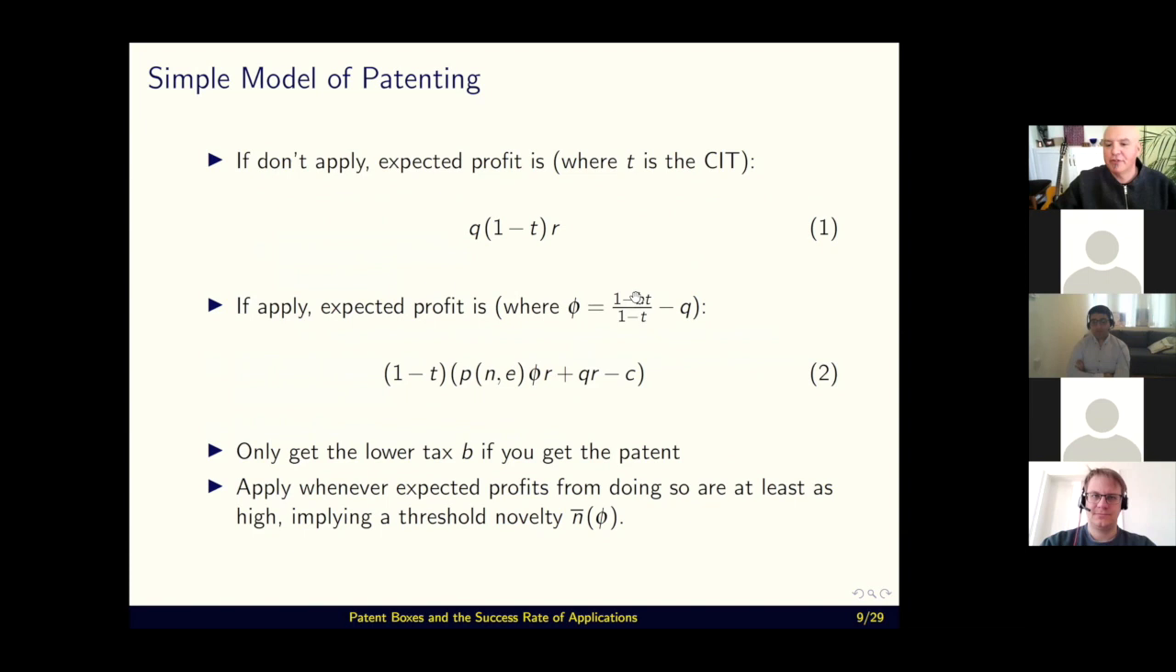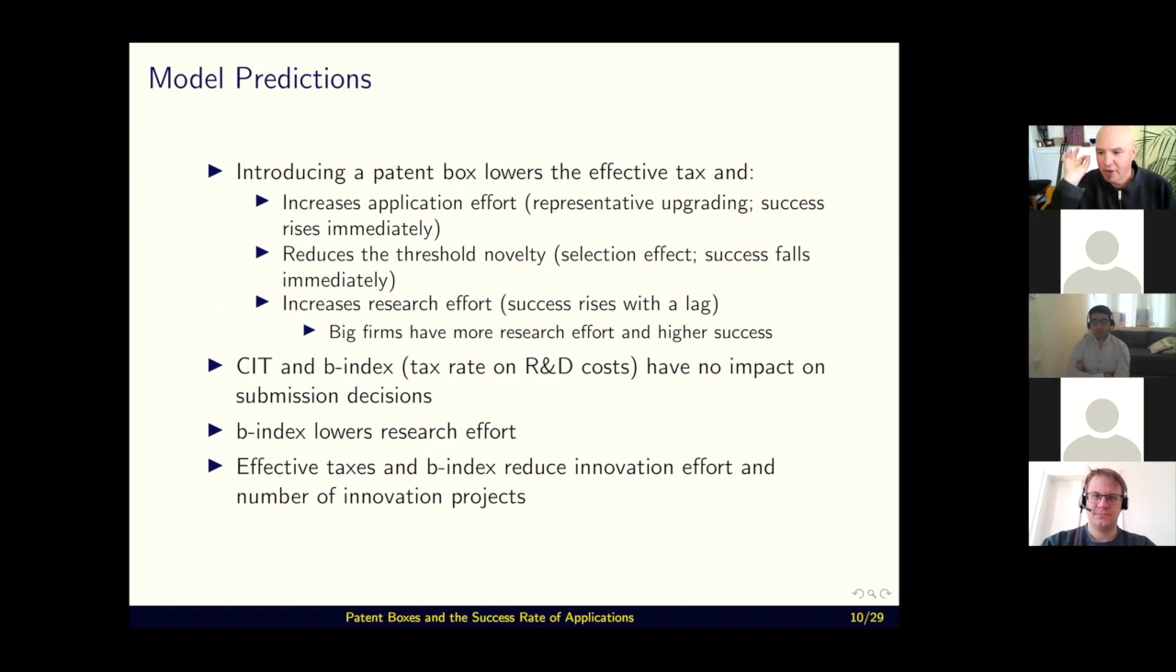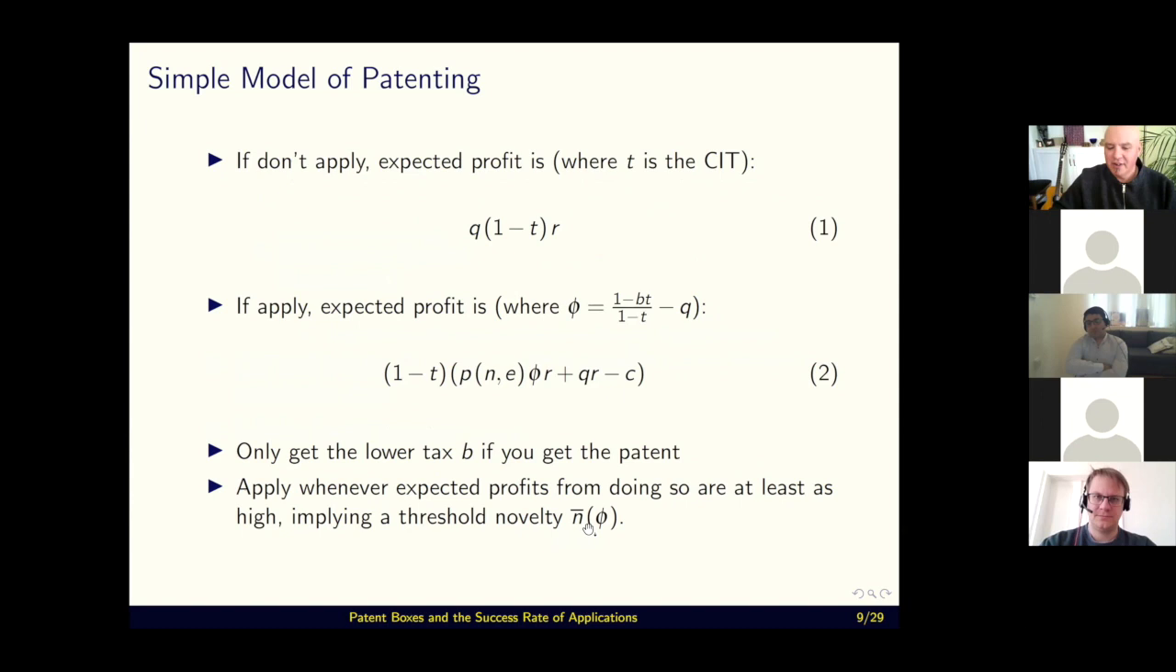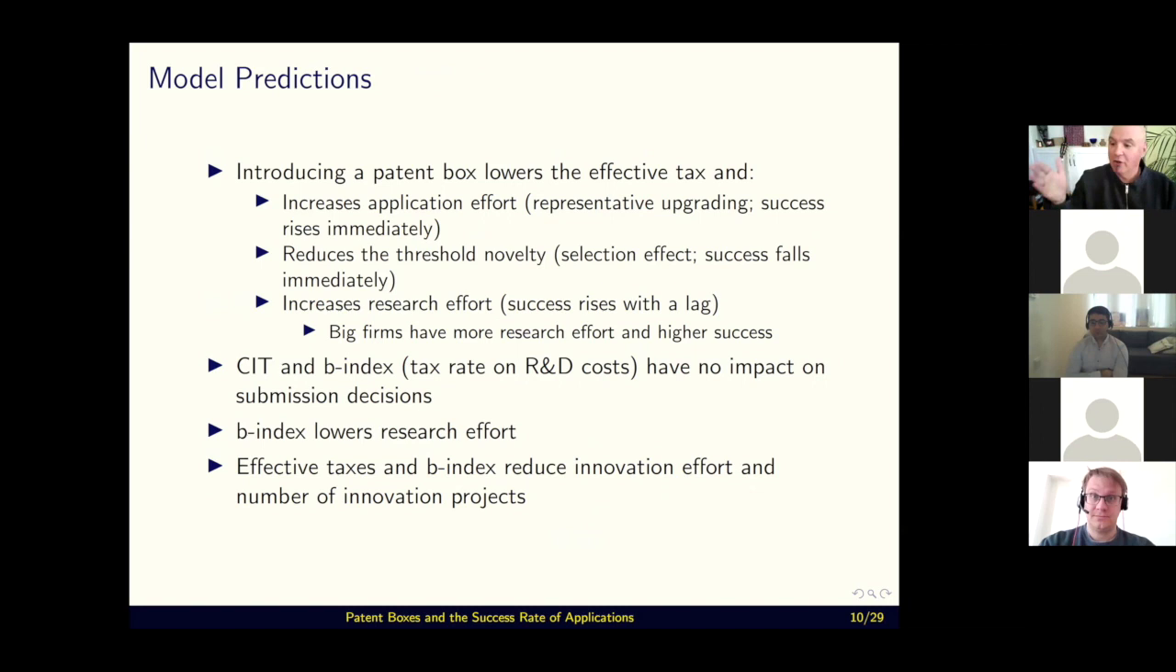is, you're going to put more effort into the application. You're going to hire better lawyers. We call that representative upgrading, and that can take place straight away. Second thing it does is it reduces the threshold novelty. That idea where I wasn't sure whether to submit or not, now I'm gonna decide, you know what? If I get lucky, it's worth it, throw it in the mix. So you're gonna tend to submit more of those marginally novel ideas. That also has an impact straight away.